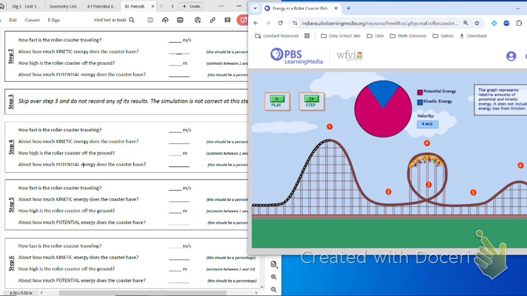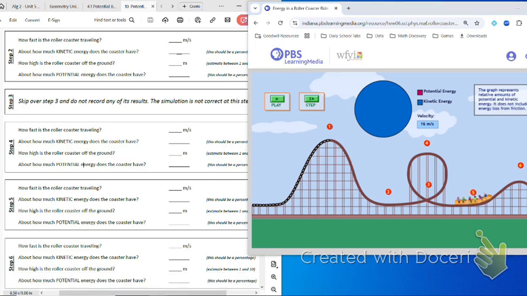All right, step 5. Our pie chart is all blue. You're at 16 meters per second for your velocity. Pick your height. If you're watching the video, pause.